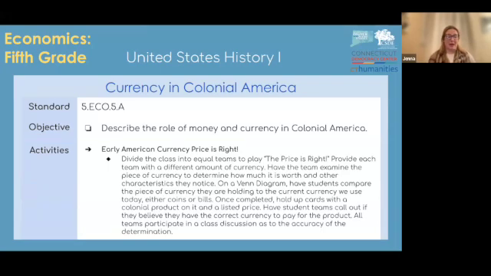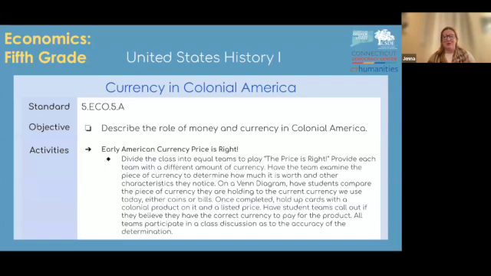If they're looking at a primary source and at what this looked like in the coins and the paper money that was used, they can start to draw connections and notice the differences, doing a compare and contrast with the currency that we have today. On a Venn diagram, you can have the students compare the piece of currency they are holding to the currency that we use today, either coins or bills. Once completed, you can have the students hold up cards with a colonial product on it and a listed price.